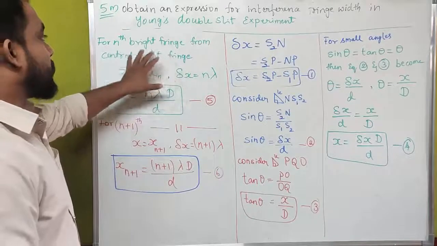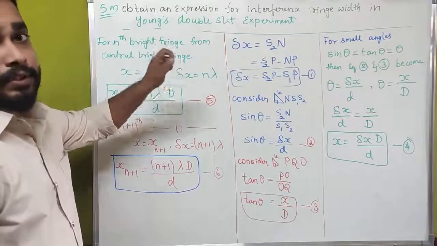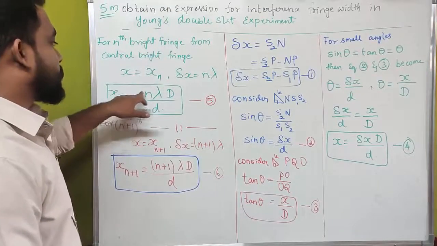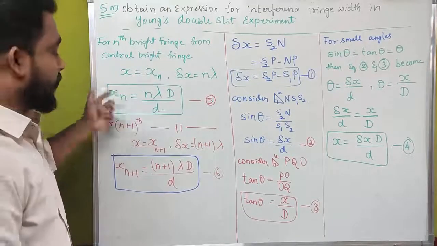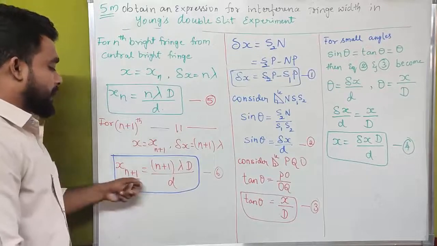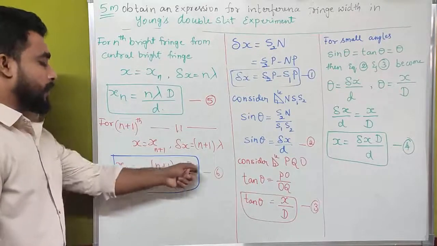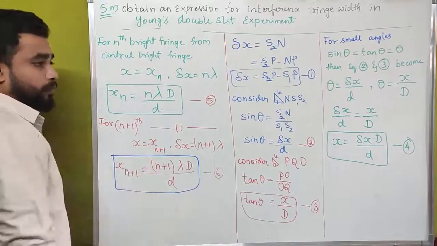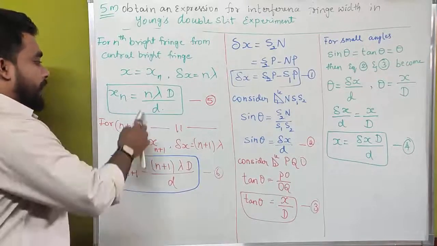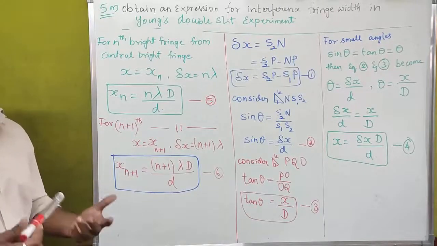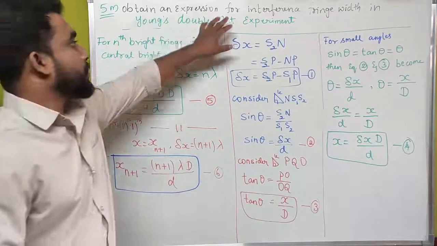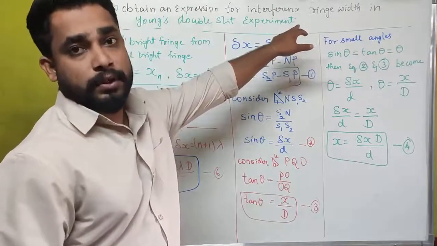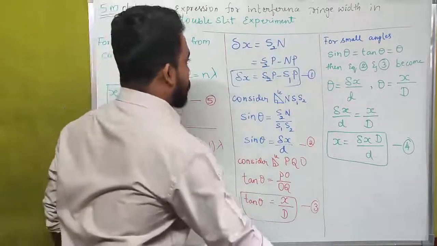Here what we have done is, we have considered the central bright fringe and the nth bright fringe, and the difference between that is xn is equal to n lambda D divided by d, and the very next bright fringe is n plus 1 lambda D divided by d. If we subtract these two, what we will get is the fringe width. What is the fringe width in Young's double slit experiment? That is the thing which we have to do.